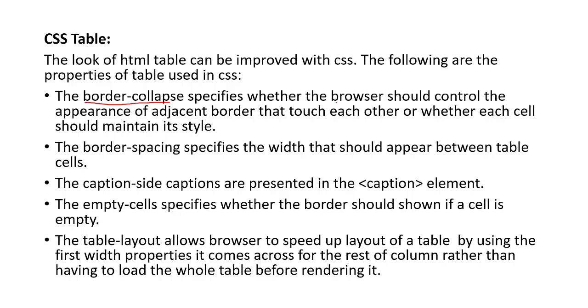The border collapse specifies whether the browser should control the appearance of adjacent borders that touch each other or whether each cell can maintain its own style. Border spacing specifies the width that should appear between the table cells. Caption side: captions are presented in the caption element. Empty cells specifies whether the border should be shown if a cell is empty. Table layout allows the browser to speed up the layout of the table by using the first row's width for the rest of the columns rather than having to load the whole table before rendering it.